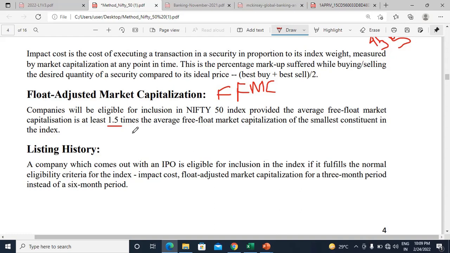That means, let's say Nifty has 1, 2, 3, 4, 5, 6, 7, 9, 10, like that up to the 50th share. Let's say the 50th share is the company which has the smallest free float market capitalization, and number 1 has the largest free float market capitalization and number 2 has the second highest. So this 50th company which has the smallest free float market capitalization is, let's say, 20,000 crore rupees, right?